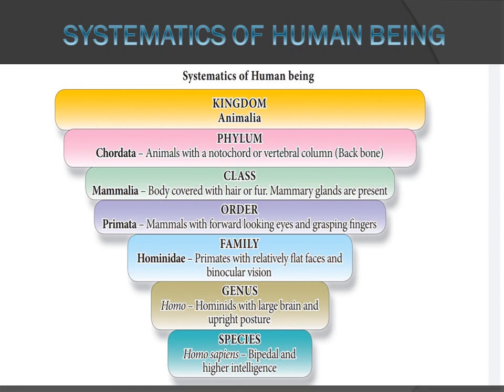That is called bipedal, and higher intelligence will be there. So that's why the human species is sapiens. So the human being's scientific name is Homo sapiens. So this is the systematics of human beings. A hierarchical order is given for human beings. Understand? Okay.